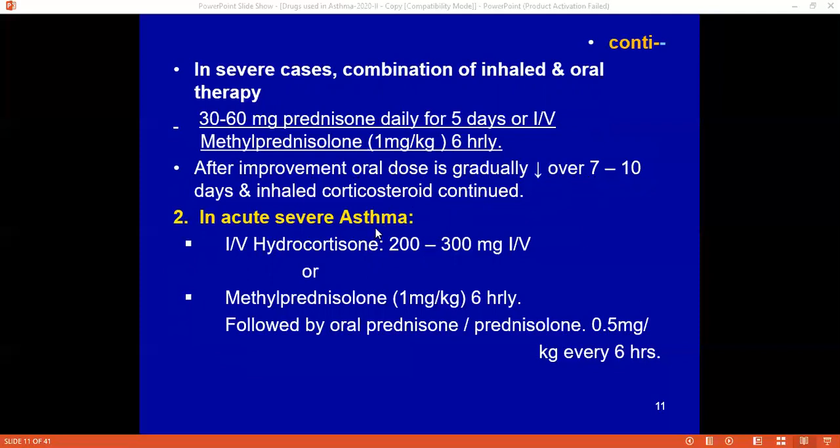In acute, severe asthma, we give intravenous hydrocortisone 200 to 300 milligrams, or methylprednisolone 1 milligram per kg every 6 hours, followed by oral prednisone or prednisolone 0.5 milligram per kg every 6 hours. You see here, we do increase the dose in severe acute asthma.